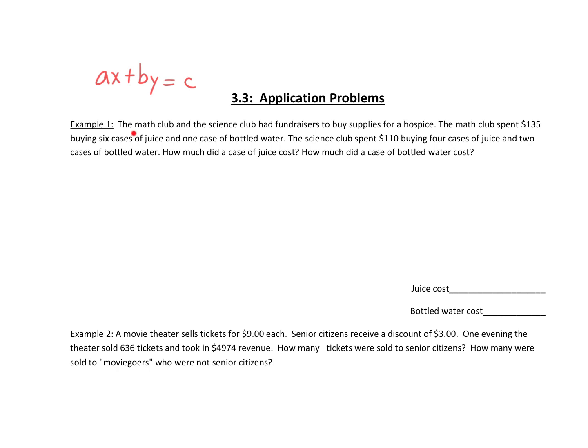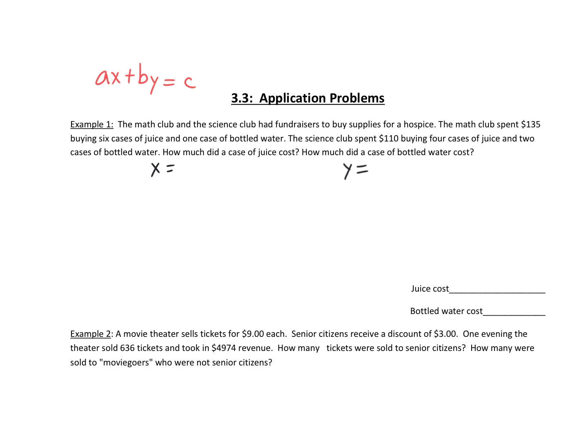So example 1, the math club and the science club had fundraisers to buy supplies for a hospice. The math club spent $135 buying 6 cases of juice and 1 case of water. The science club spent $110 buying 4 cases of juice and 2 cases of water. So we're trying to figure out how much did a case of juice cost and how much did a case of bottled water cost. Basically, we're going to start by labeling our variables, an x and a y. Whatever question they ask, that's what our variables are going to be. Those are what we're trying to find out.